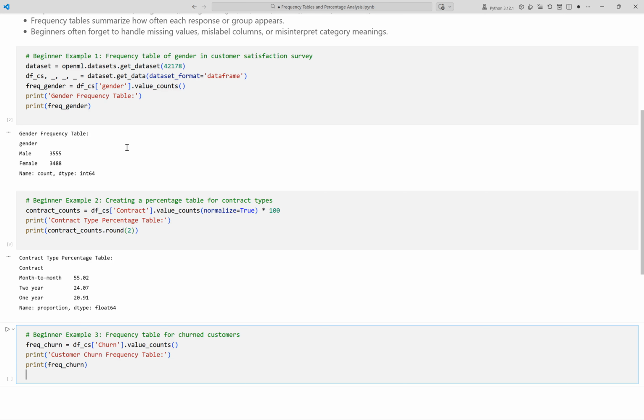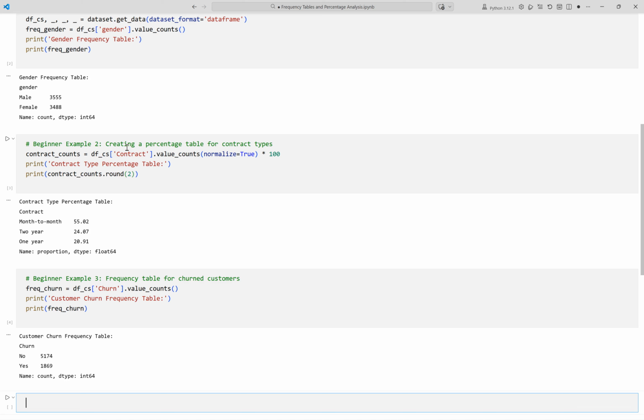This frequency table shows the count of customers who have churned versus those who have not, with 5,174 labeled no and 1,869 labeled yes. Notice how the churn column is categorical, and this summary helps us quickly see the distribution of customer retention. This step is crucial for understanding market data structure and ensuring we correctly interpret survey or campaign results without missing or mislabeling categories. To understand gender-based loyalty, we can cross-tabulate gender and churn status.